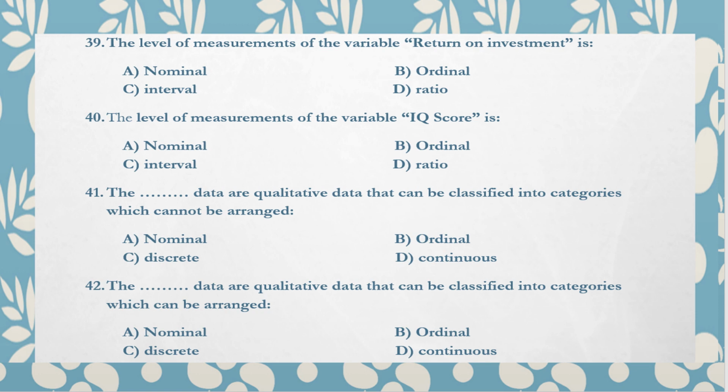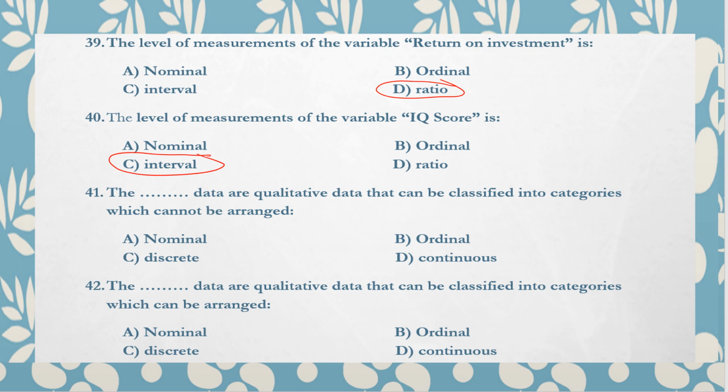The level of measurement of the variable return on investments is ratio level, as 0 means the absence of the return on investments. So the right answer is D. The level of measurement of the variable IQ score is interval level of measurement, as 0 doesn't mean the absence of the IQ.